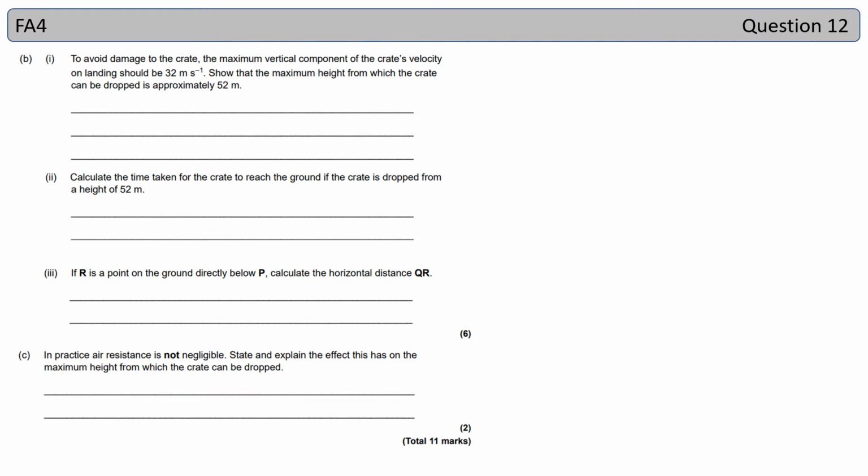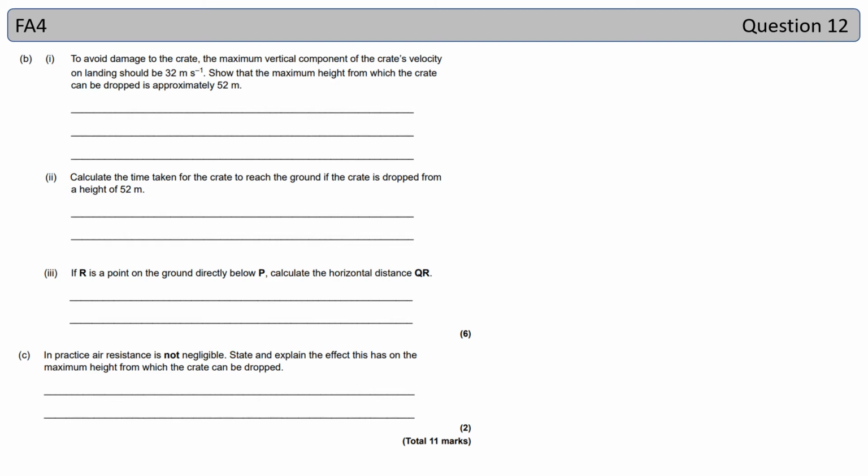So the second part of the question says that if the crate's not going to be damaged, the maximum vertical velocity can be 32 meters per second. Show that the maximum height we can drop it from is 52 meters. Well, for all of these show-that questions, what we're trying to do is use my maximum impact vertical velocity of 32 meters per second to work out what the maximum height I can drop it from is, and compare it to that figure.